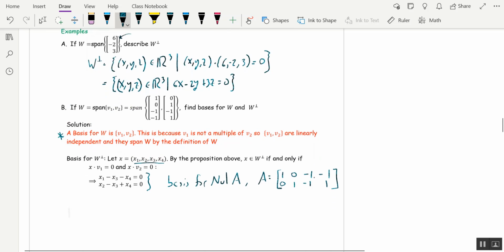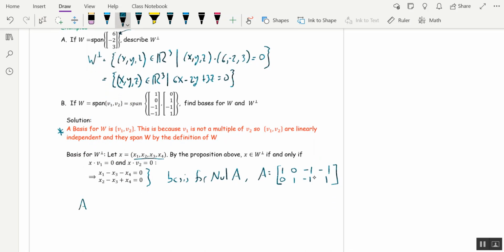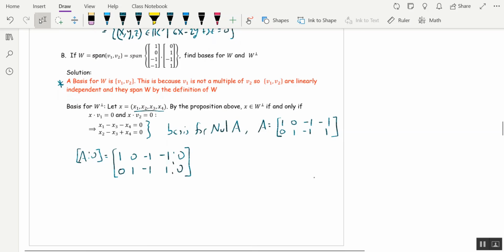All right, we know how to find a basis for null A. So I take A and I augment it with 0 and I reduce. There'll actually be nothing to reduce. 1, 0, negative 1, negative 1, 0, 1, negative 1, 1, augmented with 0, 0. It's already in reduced echelon, so I start at the bottom. x4 is free, I'll call that t. x3 is free, call that s. x2 would be s minus t, and x1 is s plus t.